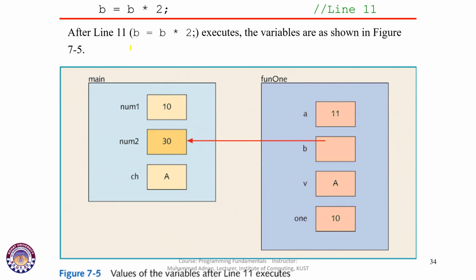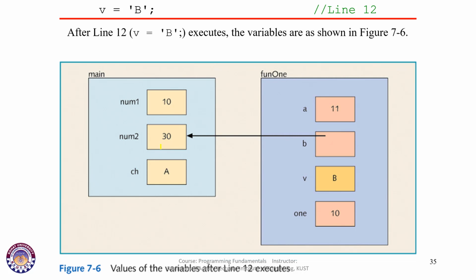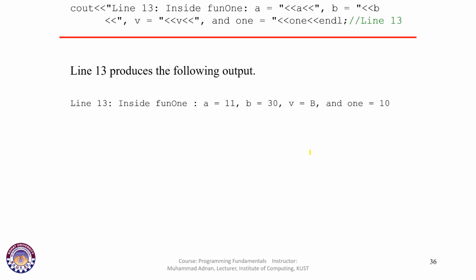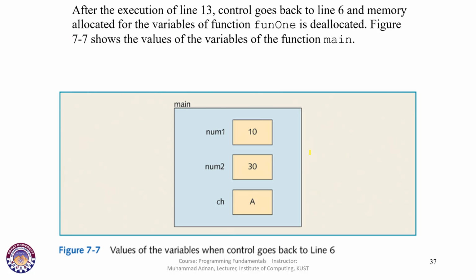Okay, after line number 11, b gets multiplied by 2, so this change is reflected in the main function because here b is pointing to the same memory location where num2 is pointing to. So after line number 12, v is assigned a value, but once again because we have just a copy, v acts as a local variable and changes will only be reflected in function 1. And then line number 13 produces the following output.